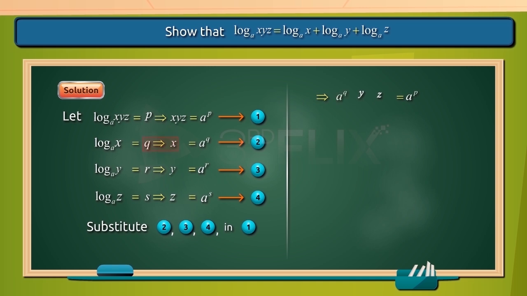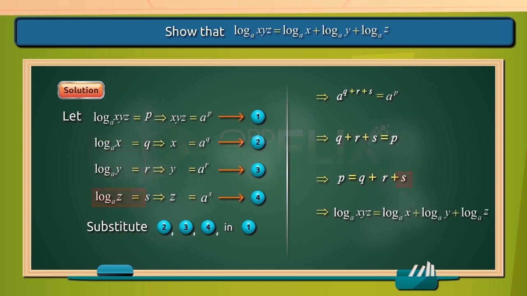A to the power q into a to the power r into a to the power s equals a to the power p. A to the power q plus r plus s equals a to the power p. Q plus r plus s equals p. P equals q plus r plus s. Log xyz base a equals log x base a plus log y base a plus log z base a. Hence proved.